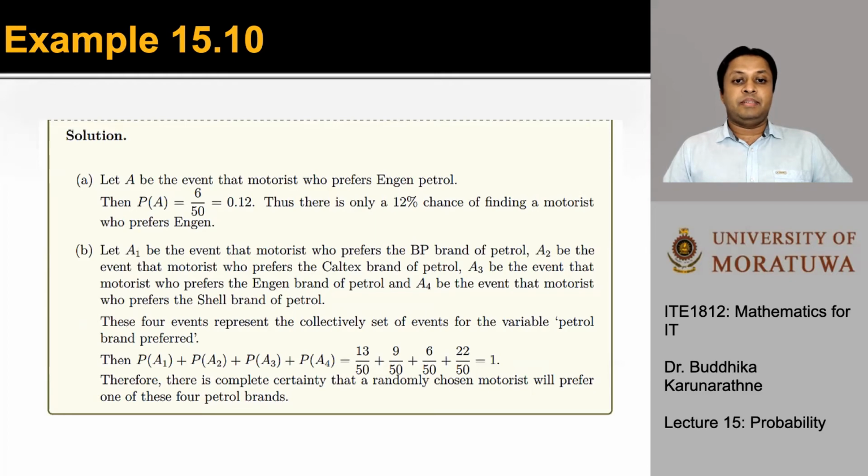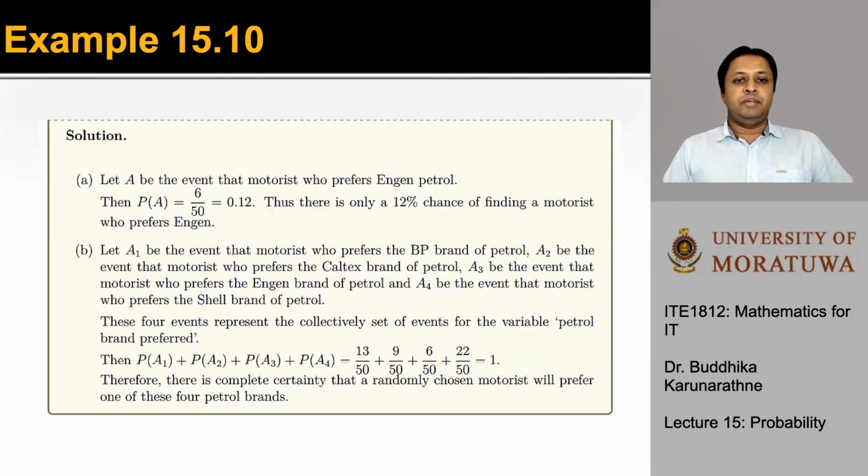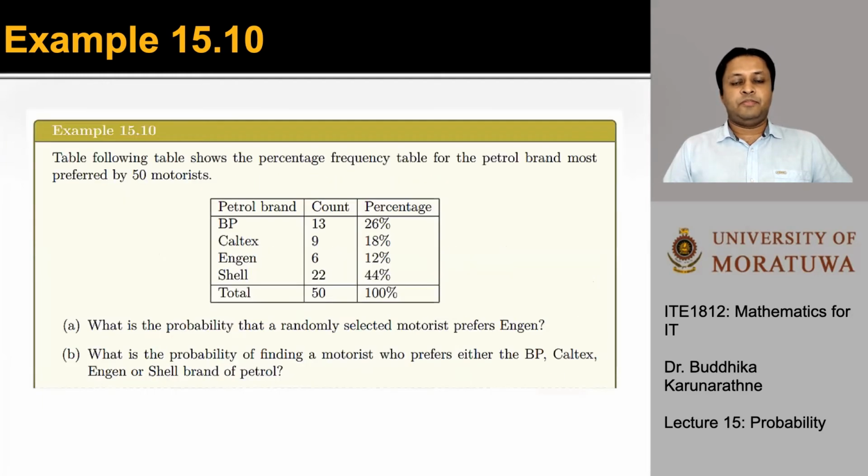we can define to be 6 over 50, because we have the count 6 for Engen petrol brand. So the total number of people would be 50. Out of that, 6 prefer Engen. So the probability P(A) is 6 over 50, which is 0.12. Thus, there is only a 12% chance of finding a motorist who prefers Engen petrol brand. Right, so that's the first part.